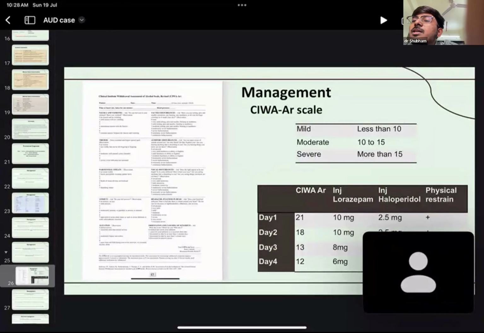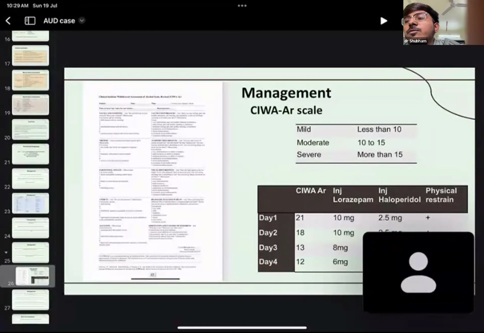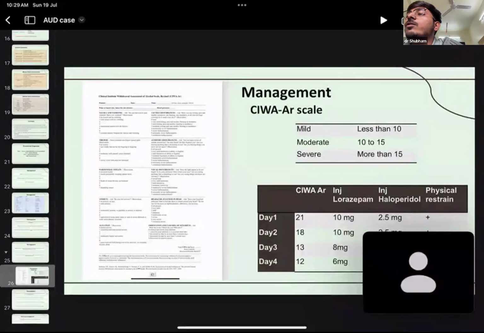I have mentioned here the scores of the CIWA-Ar scale. On the first day, injection lorazepam total 10 mg with injection Haldol 2.5 mg for agitation on SOS basis was given, with physical restraint done from the ortho side. On the second day, when the patient was moved to ICU, the dose of injection lorazepam was kept at 10 mg over the course of 24 hours, and injection haloperidol 2.5 mg IM for agitation was also given. From day 3, the dose of injection lorazepam was decreased to 8 mg, and then on day 4 to 6 mg.